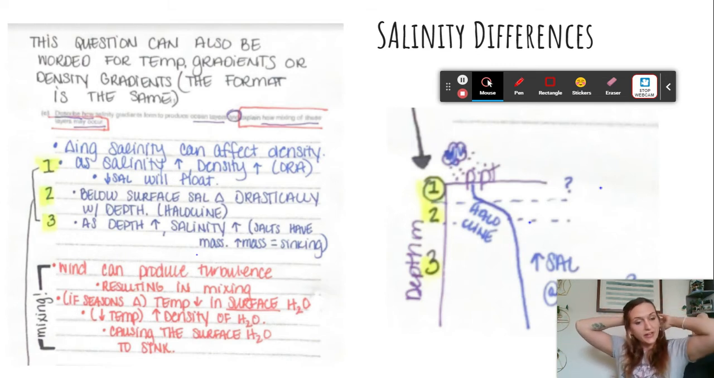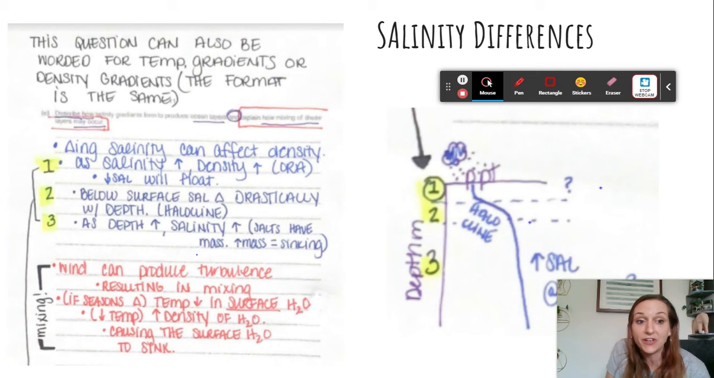You're going to have the surface layer. So what is the sun doing to that? Does it have an effect? Or is there an atmospheric effect? Like, for the oxygen or even salinity, if we're going to have some precipitation.